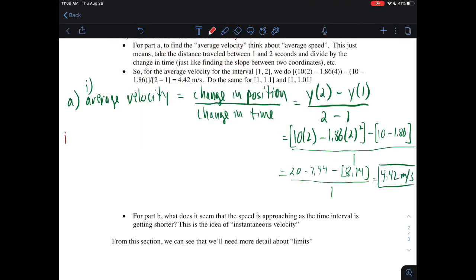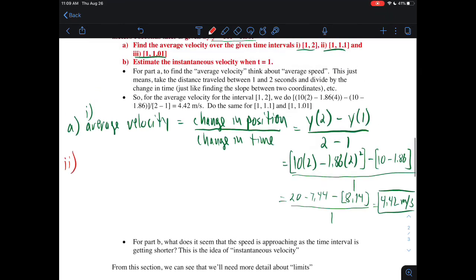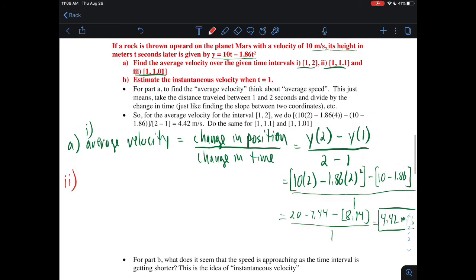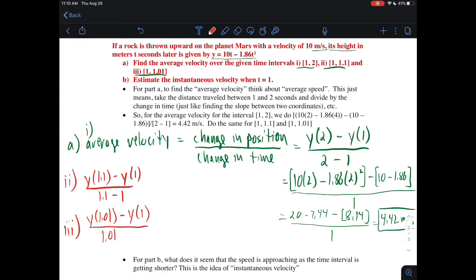I'm going to set this up just by using the pattern we saw before. Now for part 2, we're going to evaluate at 1.1 and then at 1. So your average velocity will be y evaluated at 1.1 minus y of 1, and then divide that by 1.1 minus 1. And then for part 3, it would be y evaluated at 1.01 minus y of 1, and then divide that by 1.01 minus 1.